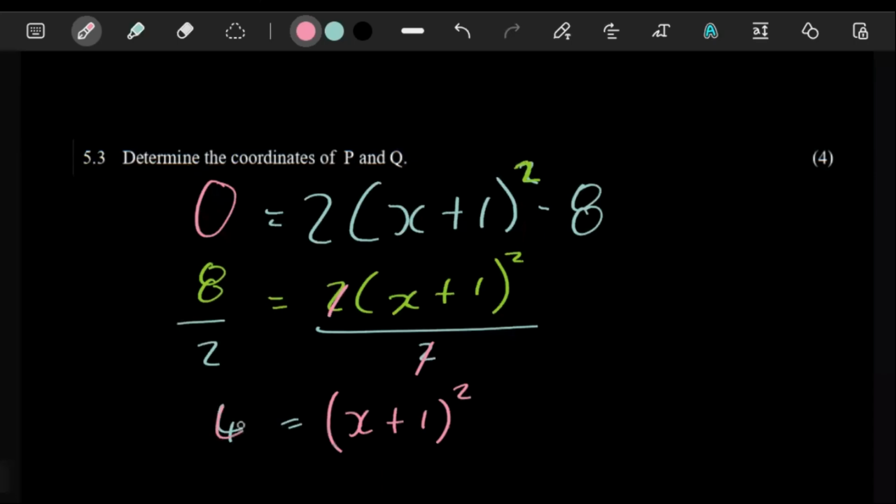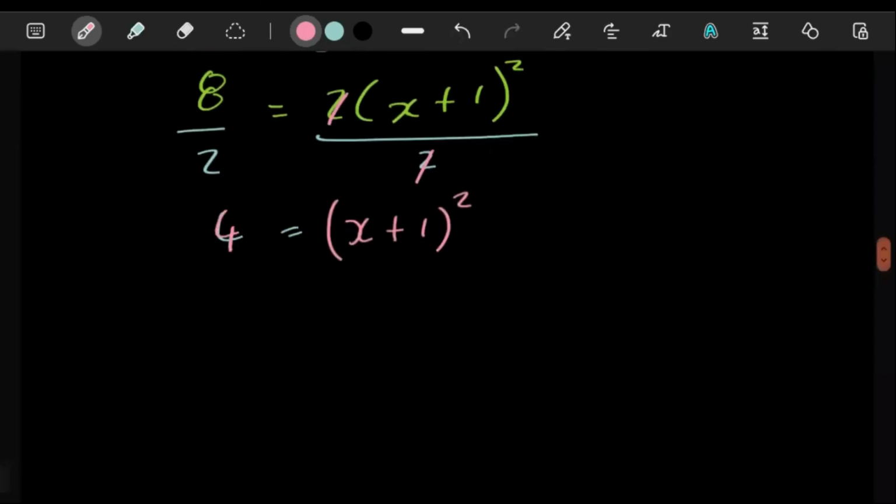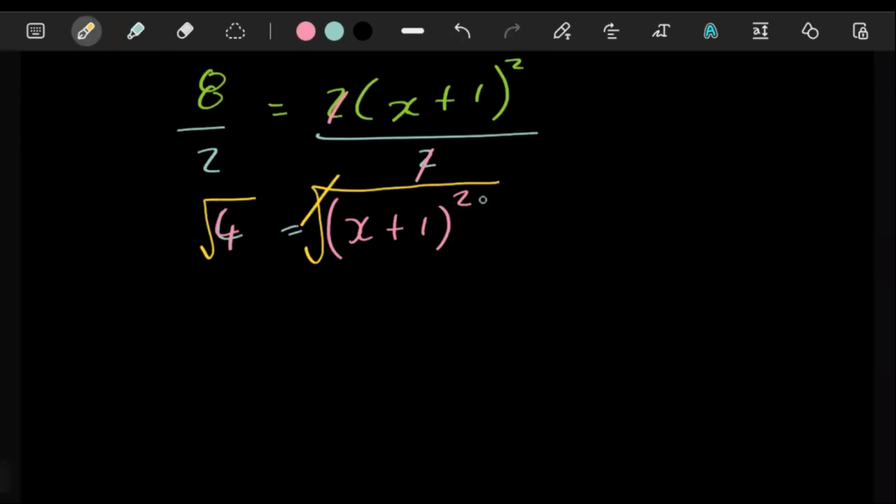Now, the big idea here is that when you get rid of the square, this is where you need to make sure that you end up with 2 answers. Meaning, if you square root this side and you square root this side, this square root is going to cancel that.